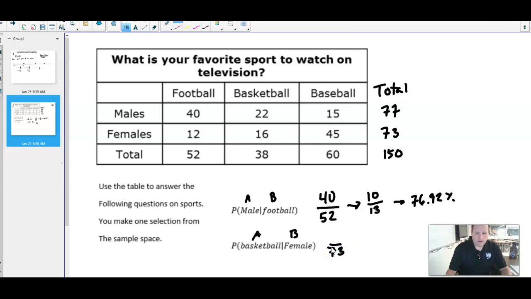Okay. And then out of those 73, how many liked basketball? It would be this 16 right here. And then I'm just going to go 16 divided by 73. And that will give me 21.92%. So there's that chance of selecting somebody who likes basketball, given they are female. So be careful with that on this table like we had there.